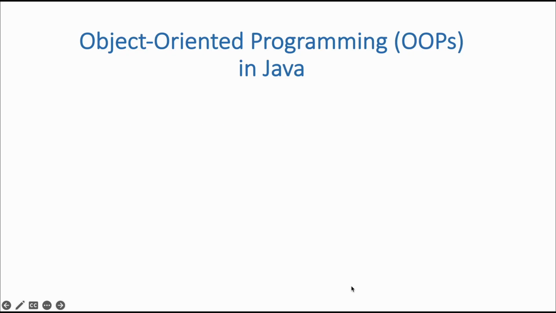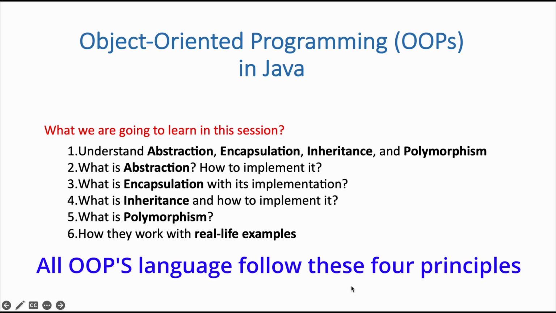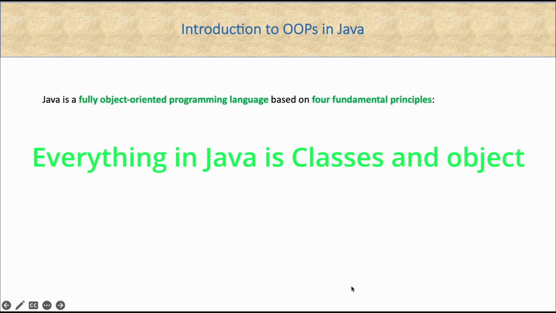Object-oriented programming language. What we are going to learn in this session? We are going to learn what is abstraction, encapsulation, inheritance and polymorphism along with their implementation, and we will also see the real-life examples of them. First, introduction to object-oriented programming in Java.